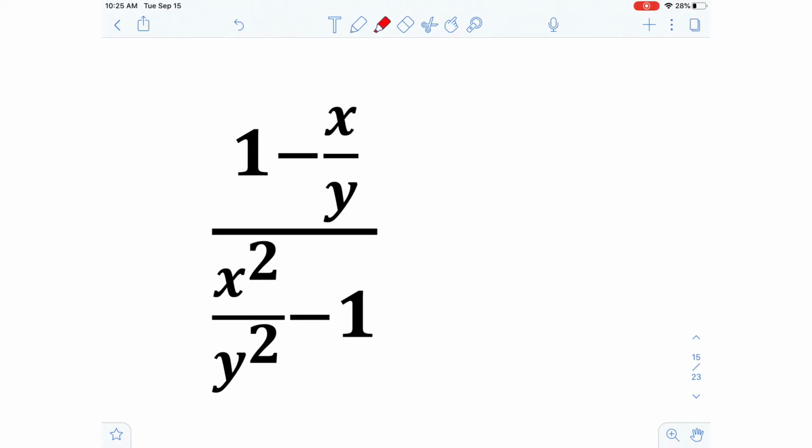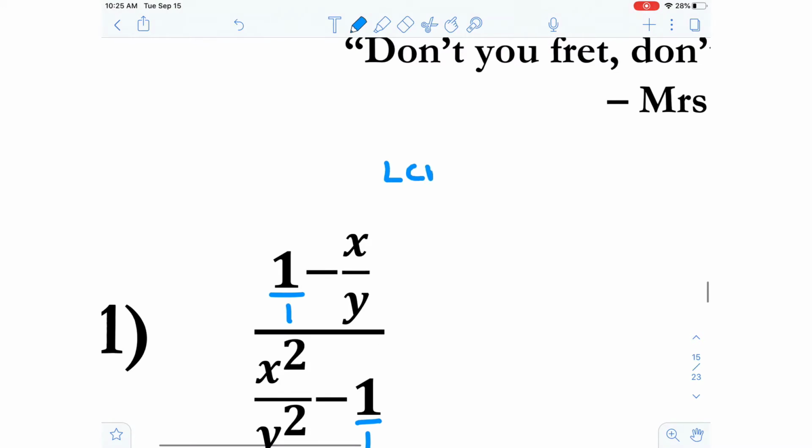But here's the thing. What I'm going to do is look at all of my, I call these the mini denominators, okay? So technically 1 is over 1, and so is this other one. And I'm going to get the LCD of all of those mini denominators. And the LCD for this is going to be y squared. So I'm just going to write that down.